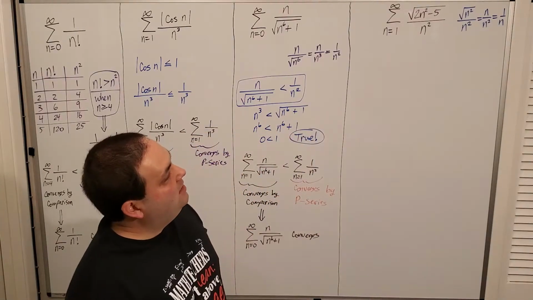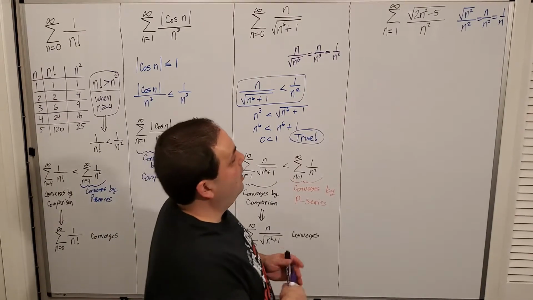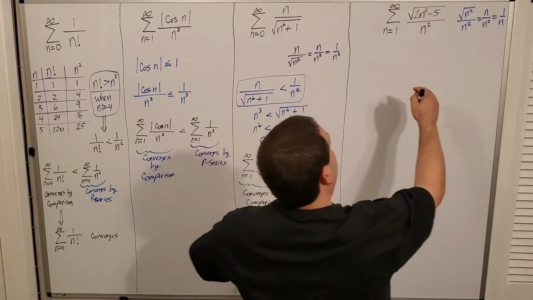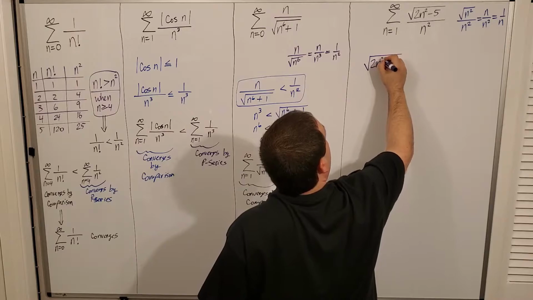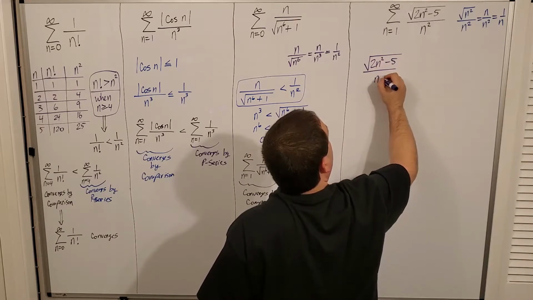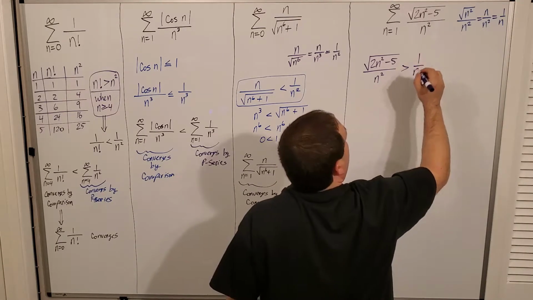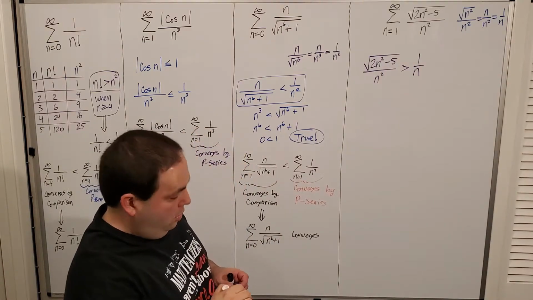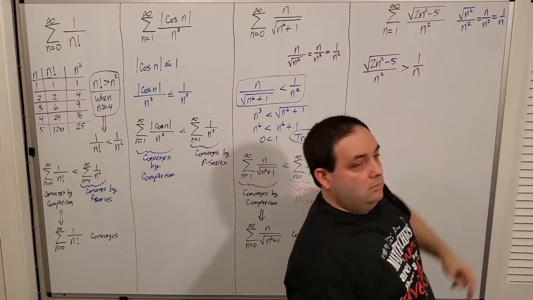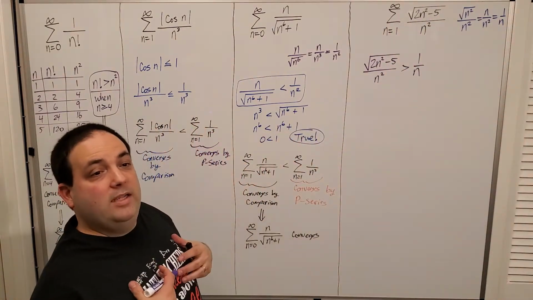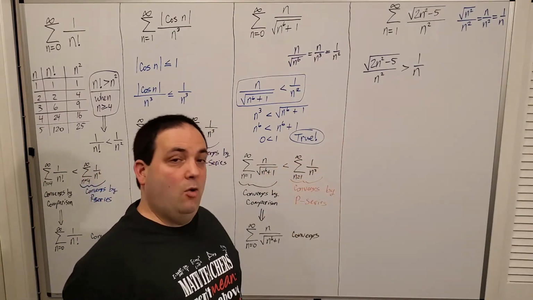Okay, so what that means is I want to compare this to 1 over n, which is a divergent p-series, right? So how do I do that comparison? I do the inequality, right? I have square root of 2n squared minus 5 over n squared. And I want to show that it's greater than 1 over n. Why did I pick greater than? Don't forget, 1 over n is divergent. Okay? So if I'm comparing this to that one, then I need to show that my series also diverges. And the way to do that is to say that I'm more than something that already diverges.